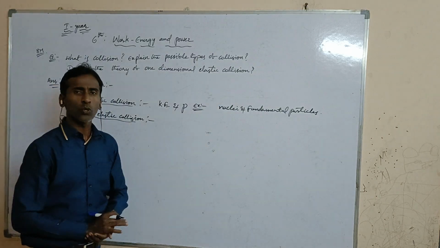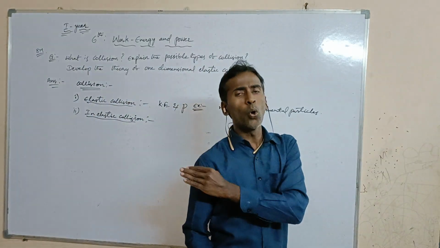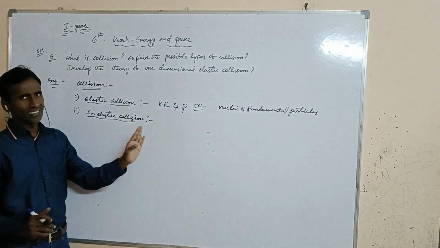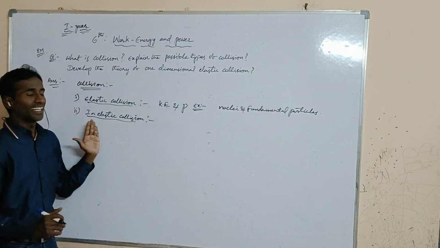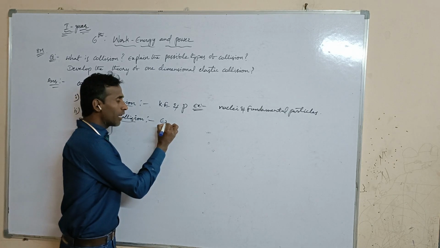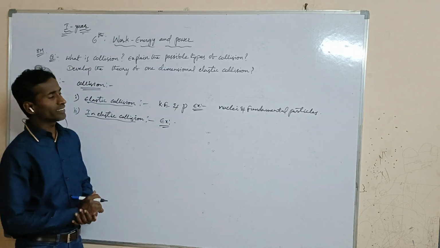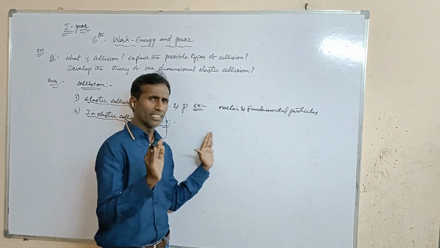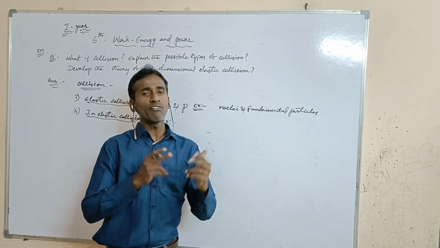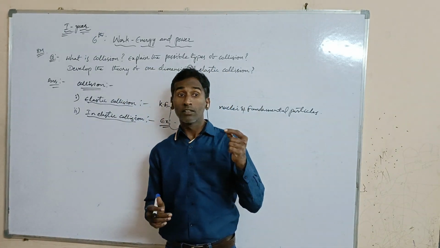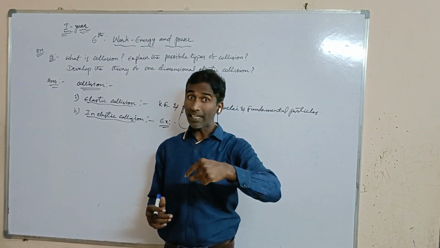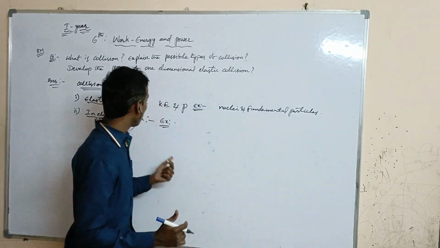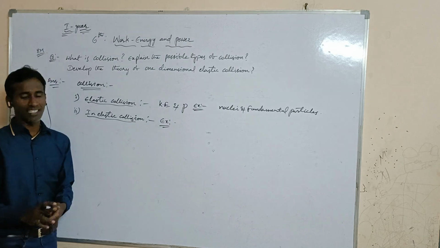And what is inelastic collision? It is the collision in which only momentum is conserved but not kinetic energy. That type of collision is called inelastic collision. What are the examples? The first example is hitting a ball with a bat. The second example is when a gun is fired, the collision between the bullet and its target. That is the best example for inelastic collision.